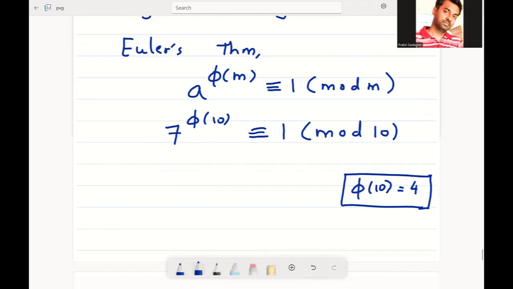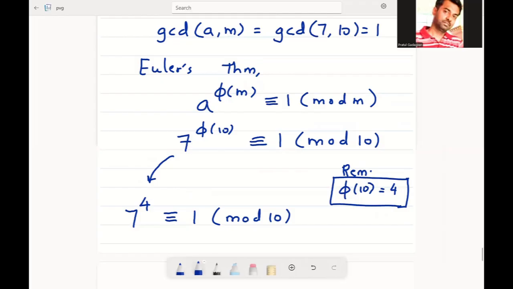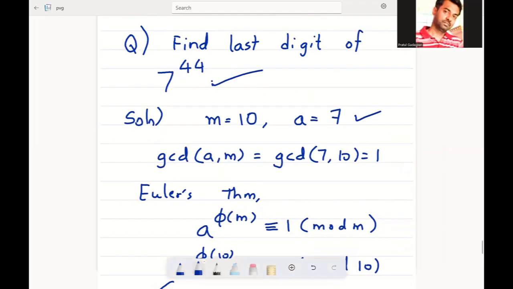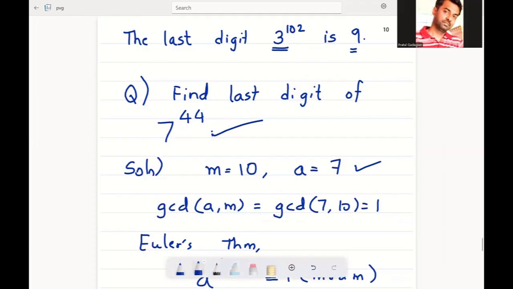This is an important formula, that phi of 10 comes to be 4, so that you can be faster in your problem solving. So this is 7 raised to 4 is congruent to 1 modulo 10. And now again, we have the fourth power here, and in the given question, we have 44th power. Let us quickly change, because I didn't expect that solving for 44 would be that easy. So let me just take it to be 46. This would make a more sensible problem.